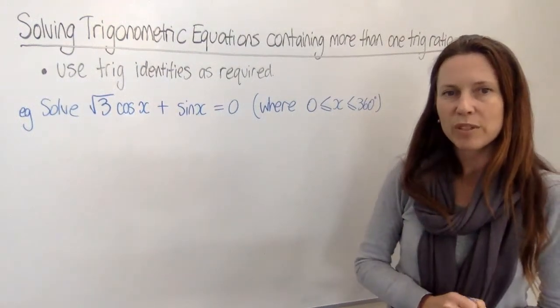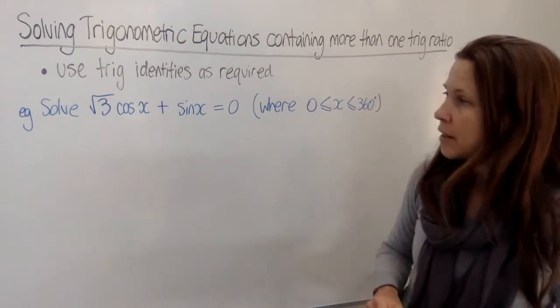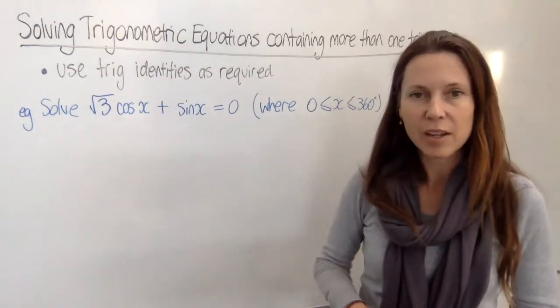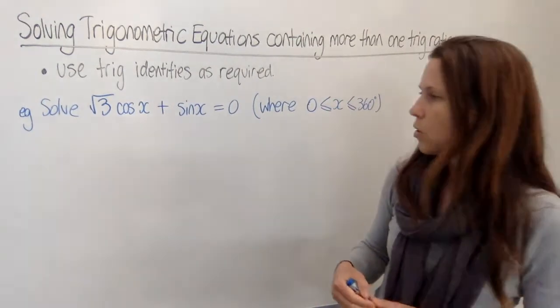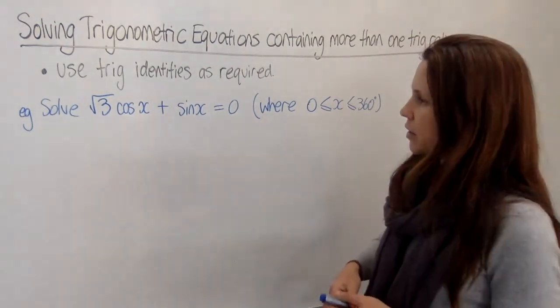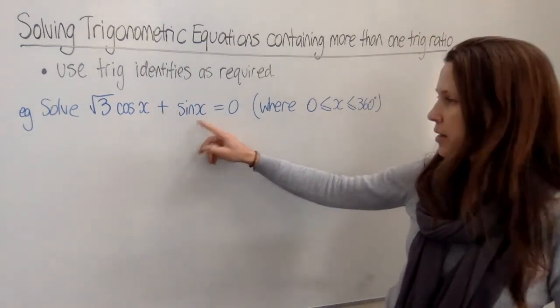What to do if you are solving a trig equation and you find that it has more than one trig ratio in it? Well, use your trig identities that you know as you acquire them. Now, these sorts of problems often require a little bit of thinking outside the square. We've got an example here where we've got cos x and sin x in the same equation.